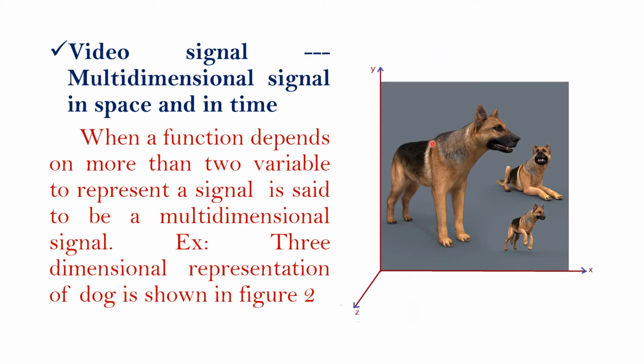Next, I am going to explain multidimensional signals in space and time. When a function depends upon two or more variables x, y, z and so on, that is known as a multidimensional signal. This figure shows the three-dimensional view of dogs.